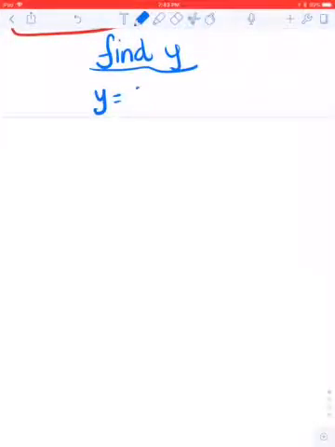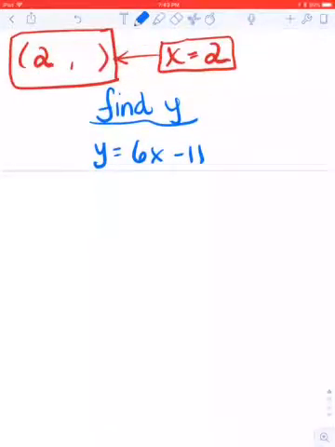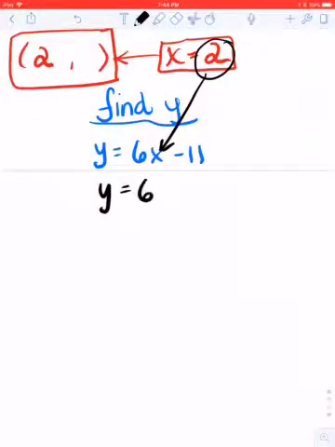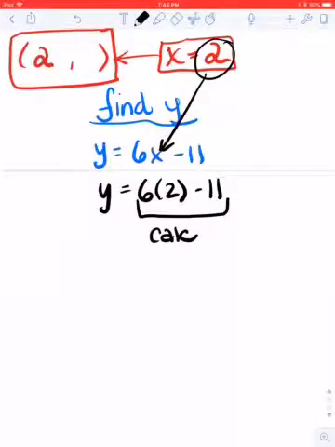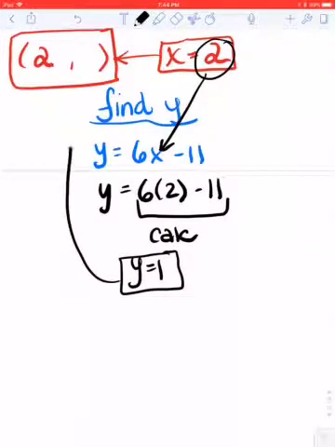So y equals 6x minus 11. And I know x is equal to 2, so I'm going to put it in that spot. So y equals 6 parentheses 2 minus 11. Now, just take this part, put it in your calculator just like we were doing in class. And if I did, I'd get y equals 1. Now, that's the last part of your point. So that's going to go right up here. So that means your solution is 2, 1.